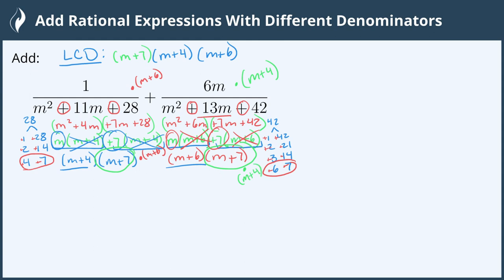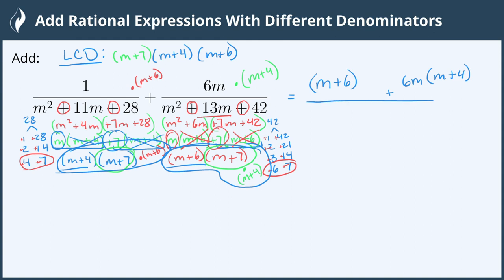Now we have the two denominators that match the lowest common denominator. The numerator will have 1 times m plus 6 for the first one, which just leaves us with m plus 6. And the second one, we have 6m times m plus 4. Each of these are over the common denominator, and when we add, we can combine those with the same common denominator. So these are both over m plus 6 times m plus 7 times m plus 4. Now we just need to simplify the numerator.